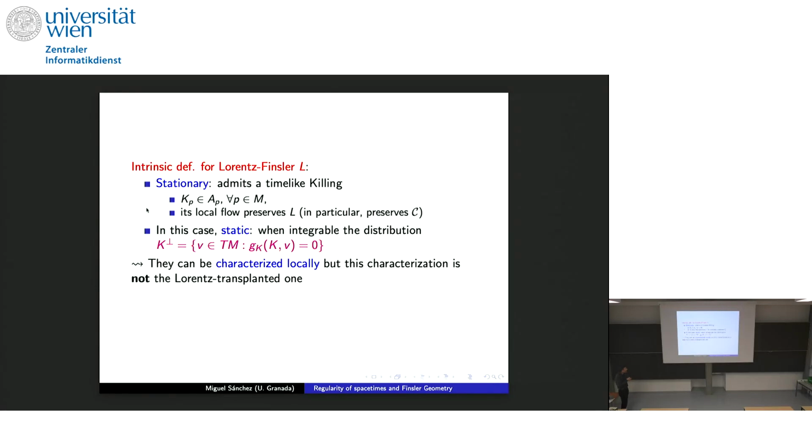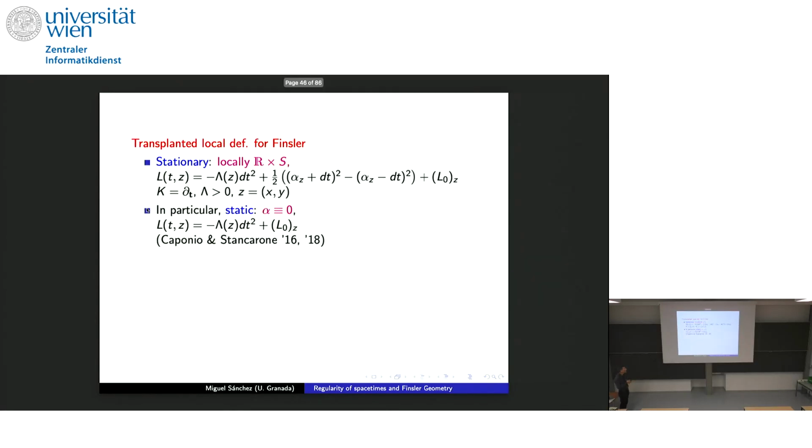Okay. These spacetimes can be characterized locally, again. But this local characterization is not the same one as the Lorentz local characterization. Indeed, if we try to transplant what is a standard stationary spacetime or a standard static one, we will write a product with a Finsler metric, which is written more or less in this way, on a product R by S, okay? And these cross terms would not appear in the static case, okay?